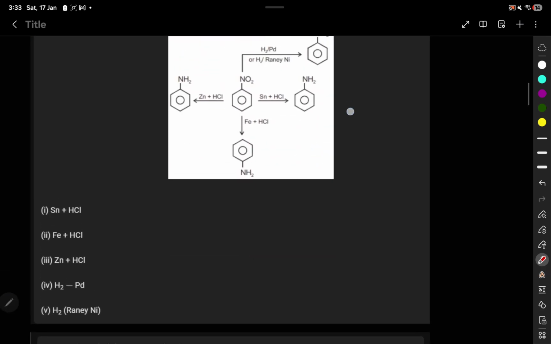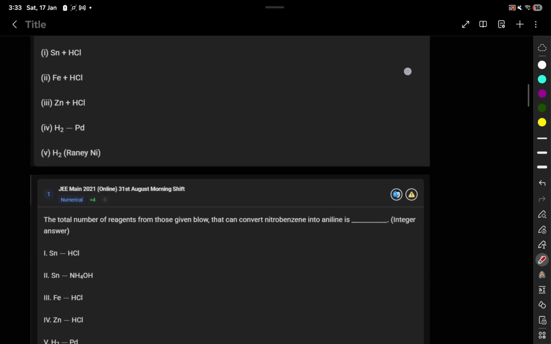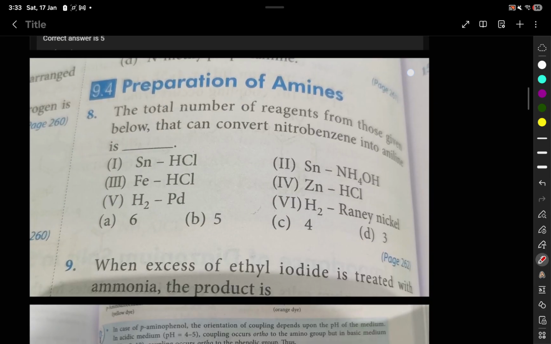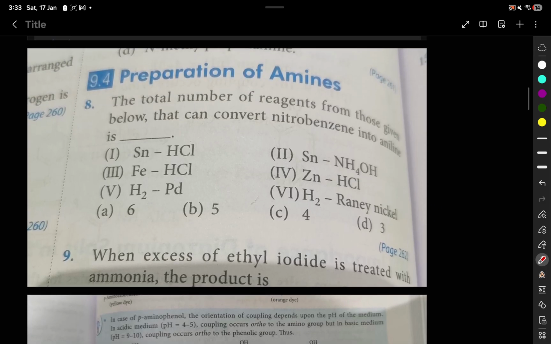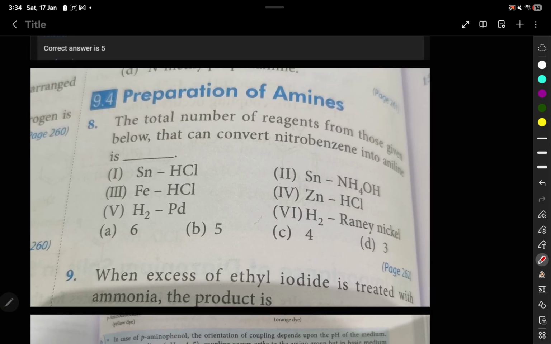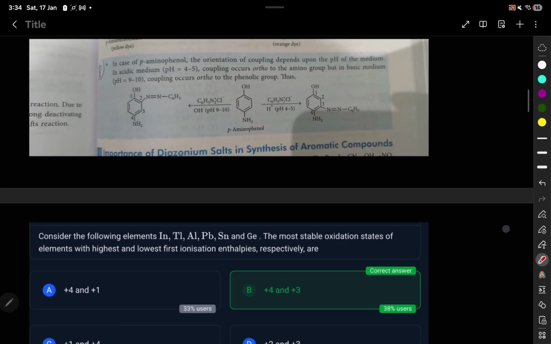So that is a useless screenshot, sorry. Yeah, so basically in this question, we can use Sn/HCl, Fe/HCl, Zn/HCl, H2/Pd, and H2/Raney nickel. So I think the answer is 5, but I don't know. I'll ask Akash sir and let you guys know.